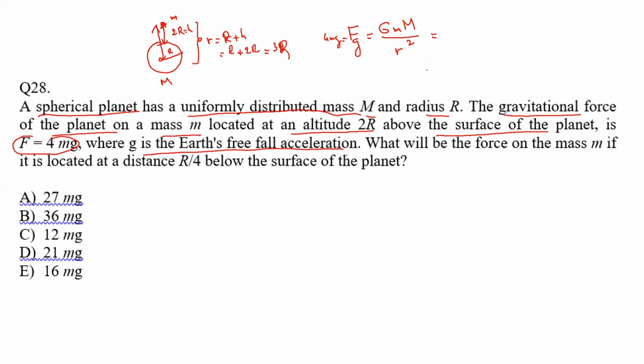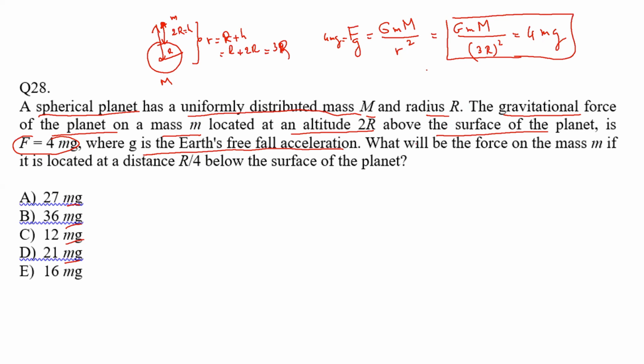Now, that will give us what? Let me change the radius by its value. So this will give me G M m divided by 3r squared, and this is equal to 4mg. So I have my first equation. I don't need to change the values, because I don't want the values. I want it in terms of mg, so I'll keep it as it is.